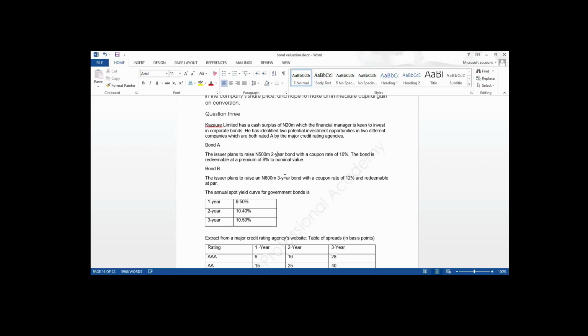Now, the next question is, how do we calculate the market price of a redeemable bond?